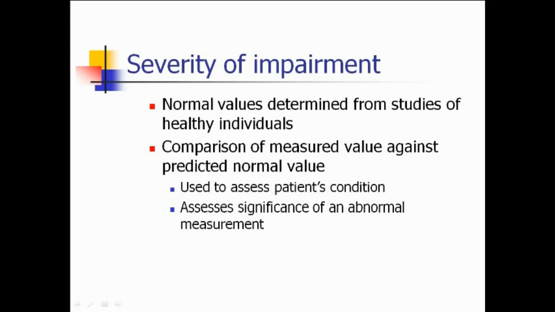This is used to determine the patient's condition, whether or not they have obstructive or restrictive problems or diffusion problems. It assesses the significance of abnormal measurements. Okay, so without something to benchmark against, without these normal values, the testing would be worthless. So we look at a normal person of the same age, sex, and height, and how well this patient that we just measured is doing.